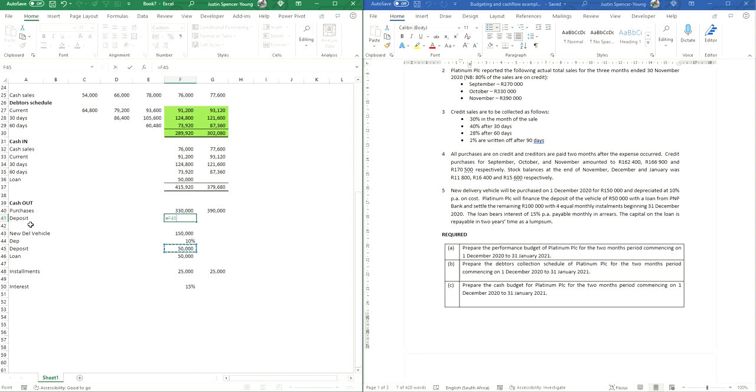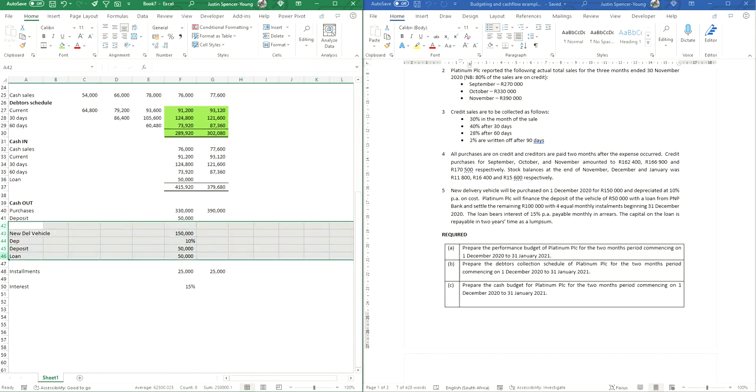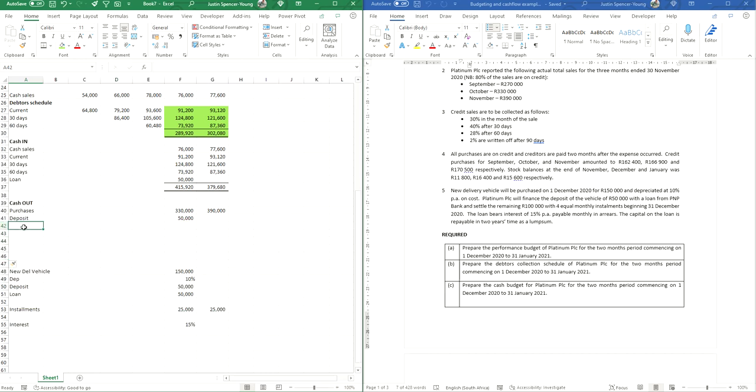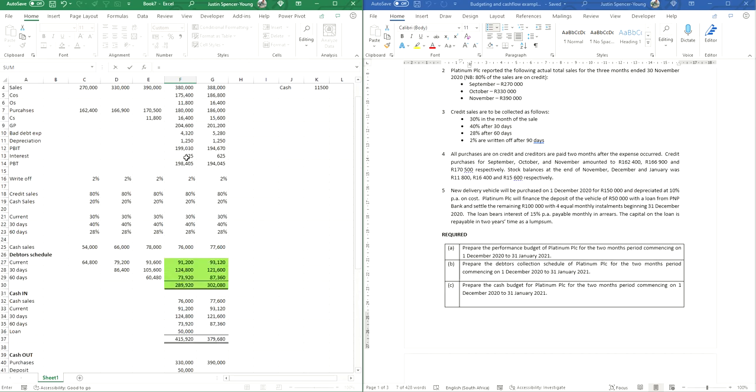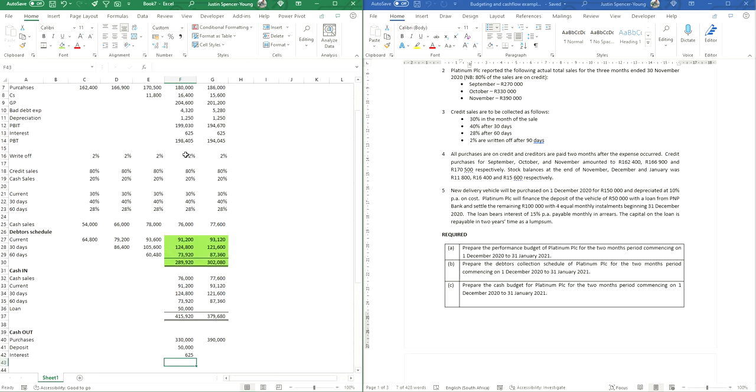So, as you see, this is like a cash in, cash out. We got a loan in of 50, we paid a deposit out of 50. We did some purchases. Alright, let's add a little bit more space here. Other expenses, well, we paid some interest. Interest is payable in the month, so we can come up here, there's the interest payable. Okay, and that's the same for the next month.